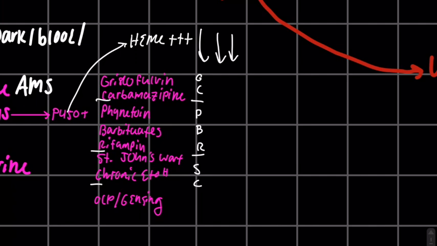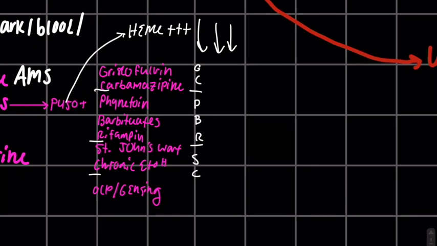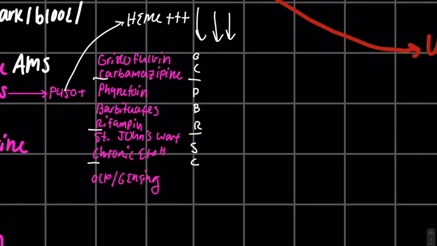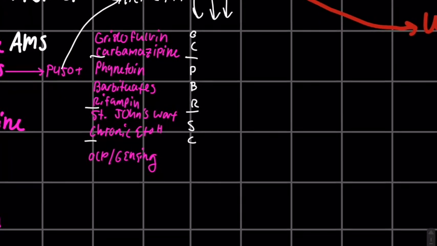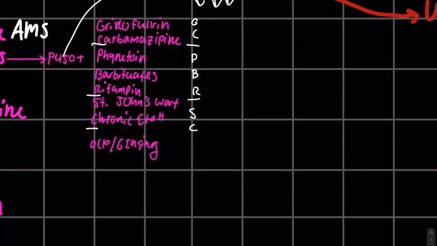Griseofulvin is an antifungal. Carbamazepine is our anti-epileptic medication. Phenytoin similarly. Barbiturates are some sedative medications that we don't really use very often anymore. Rifampin is for MTB, Mycobacterium tuberculosis. St. John's wort is actually a very interesting natural molecule that functions as an SSRI, a serotonin reuptake inhibitor, that can be used in depression. It's actually very effective in depression. Chronic alcohol is the other thing.